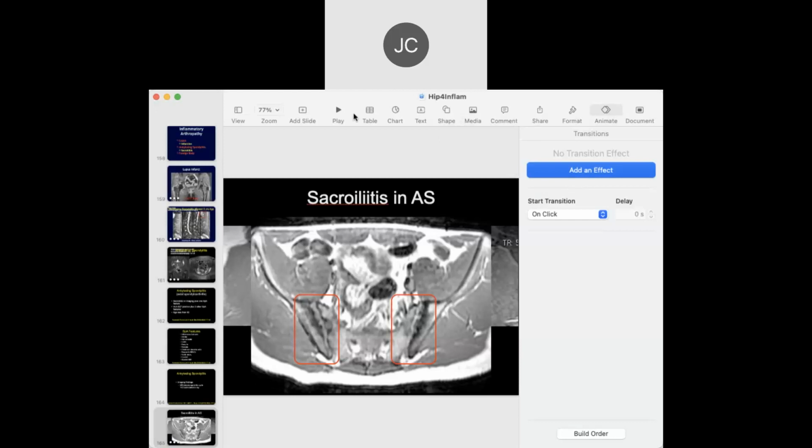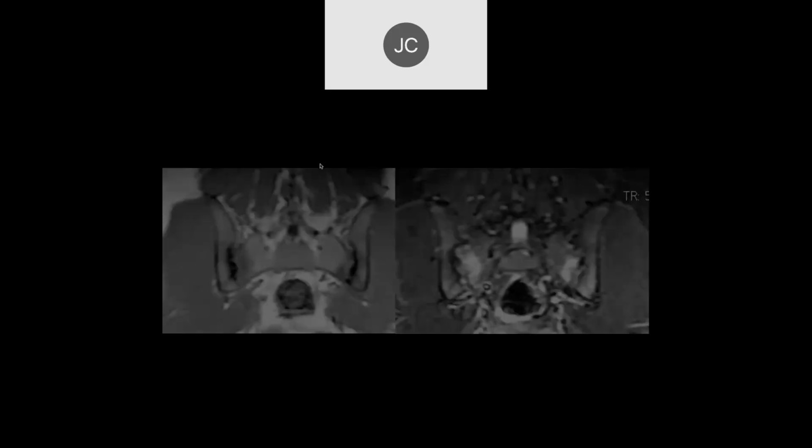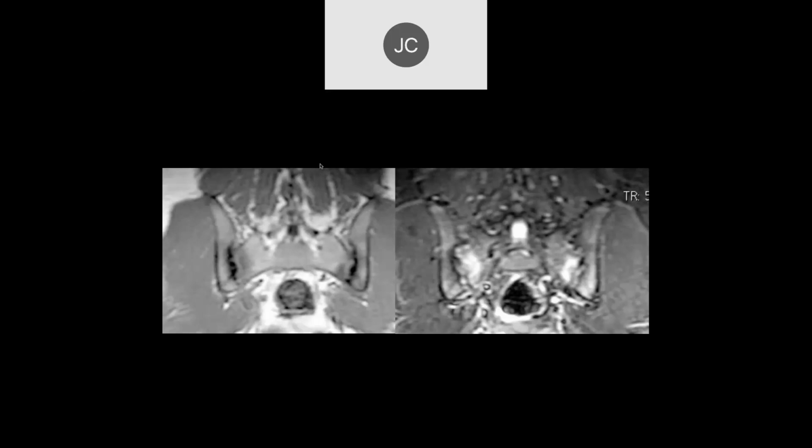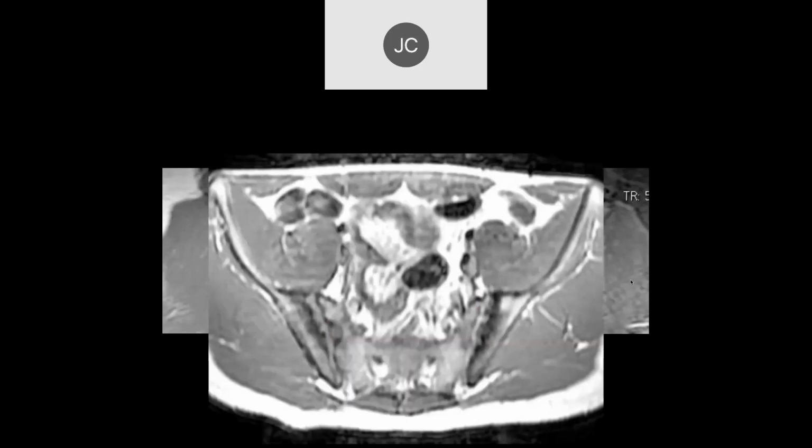Okay, Tayson, what do you think here? Yeah, edema at the SI joints bilaterally, so bilateral sacroiliitis. And then on the axial images, we can see this is more chronic, long-standing disease. You can see all these erosive changes of the subchondral bone.